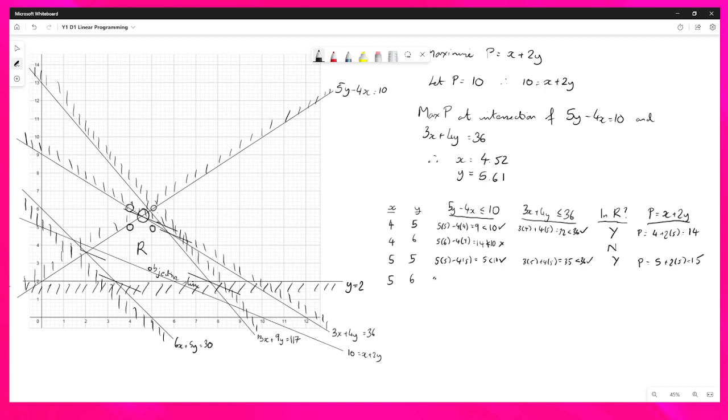The final one, 5, 6. Being careful because the orientation of this one is different. 30 minus 20 is 10, which is less than or equal to 10. Okay, remember the inequality is equal to, so that's fine. And again, we'd expect that because this point is on the line. Because it works, we still need to check the next one. 3 times 5 plus 4 times 6 is 39, which is bigger than 36, so we don't want it.